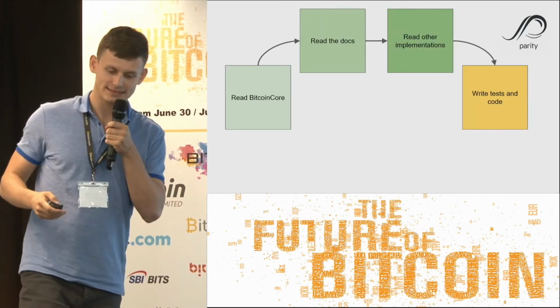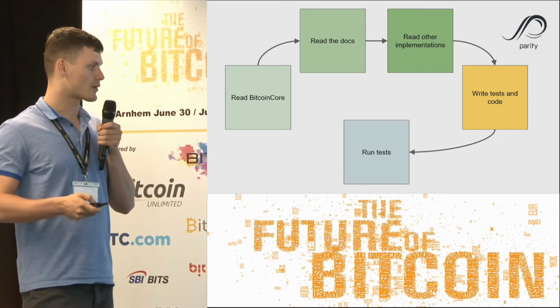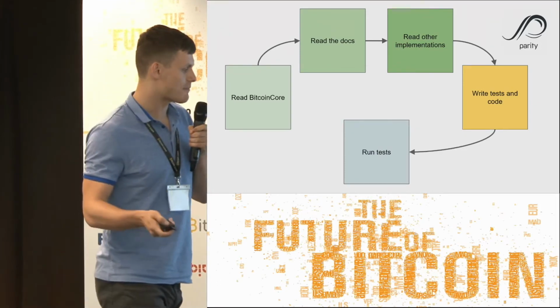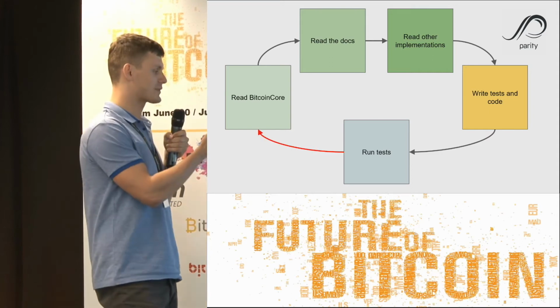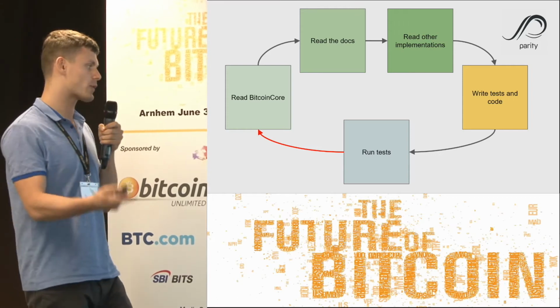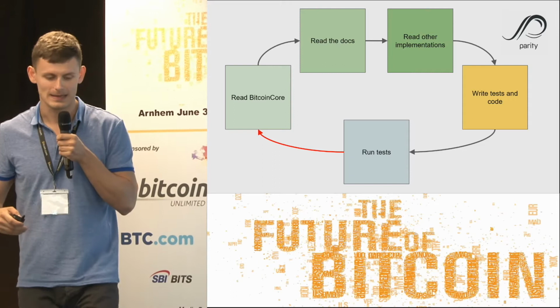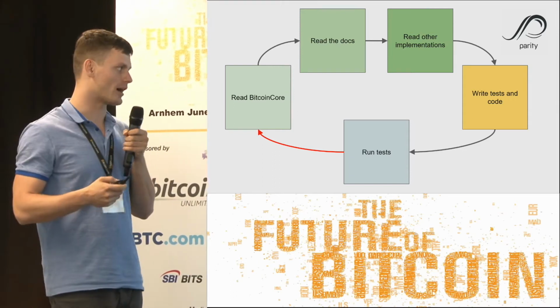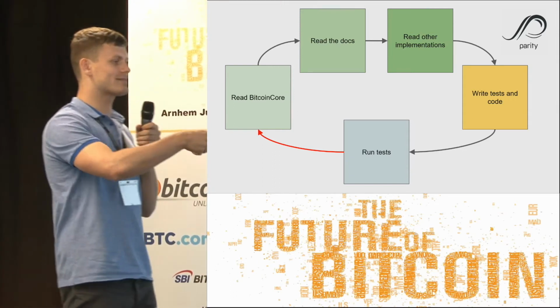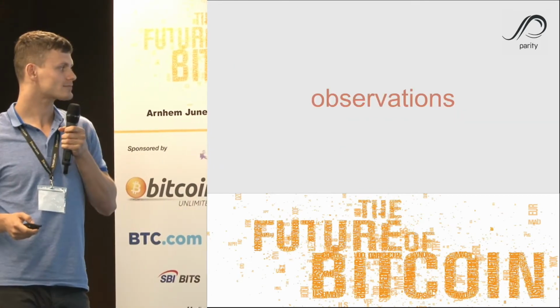Then we wrote tests, wrote the code, and ran those tests. If they passed, then we were reading the core source code again. If they weren't, we also did that, and we were trying to fix the bugs. And we did this process in a loop like hundreds of times.